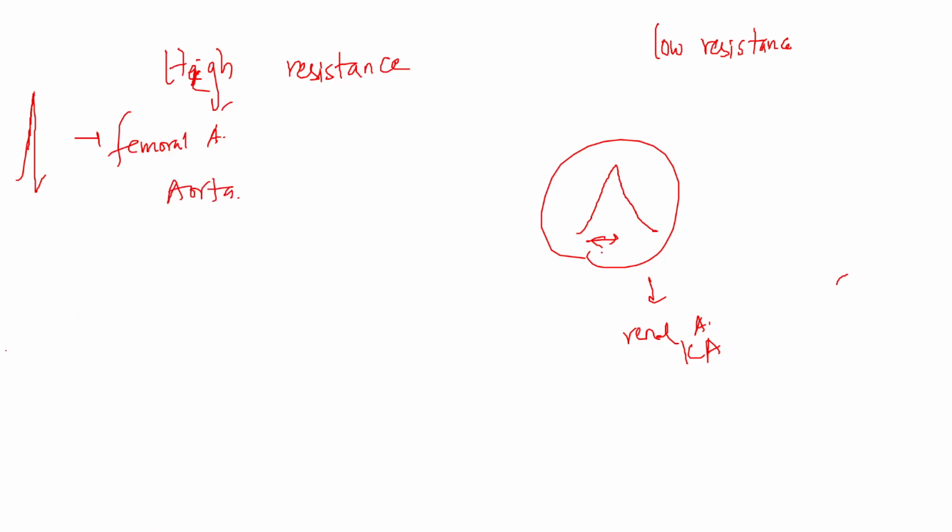With the help of spectral Doppler, we can calculate peak systolic velocity and diastolic velocity. Volume flow rate can also be calculated. So these are the important points about Doppler imaging.